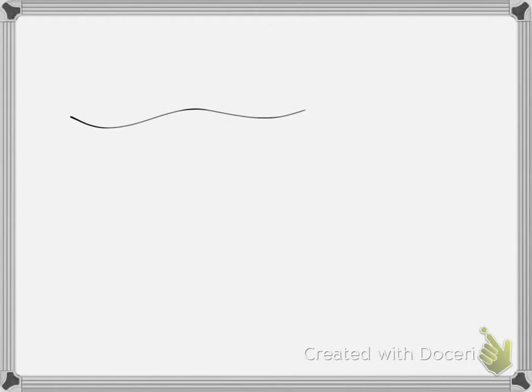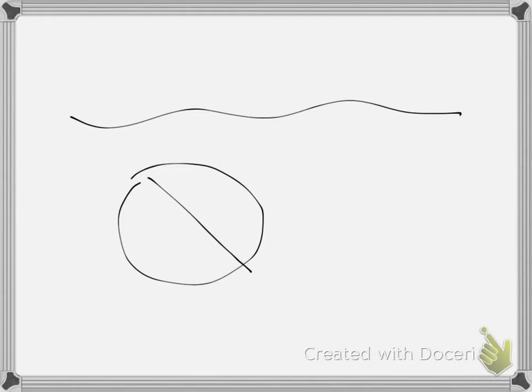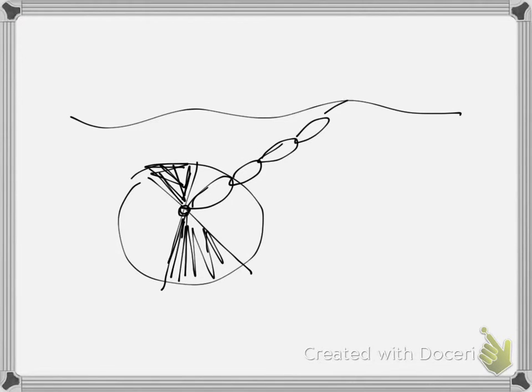So here's the surface of the water. A Secchi disk is a black and white disk. It looks like this. It's on a chain or a rope. And some of you may have seen something like this. Has anybody ever seen a Secchi disk?